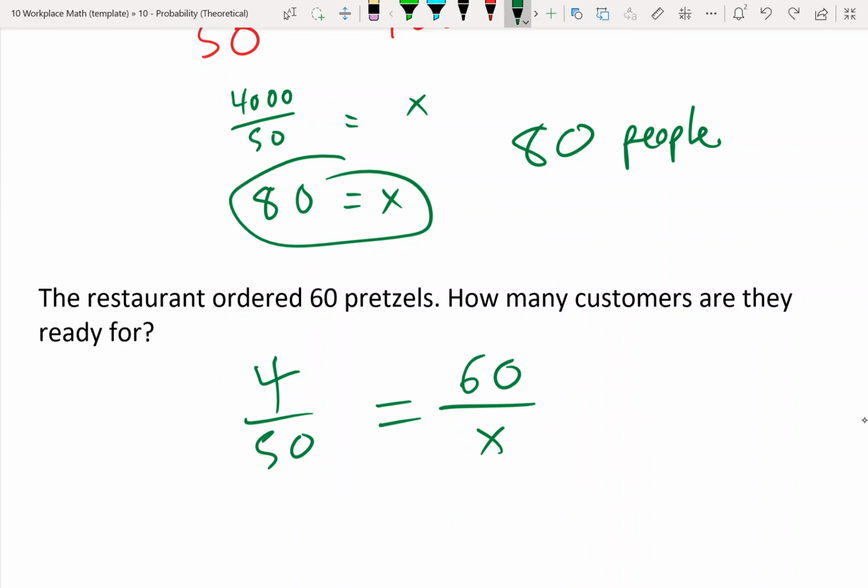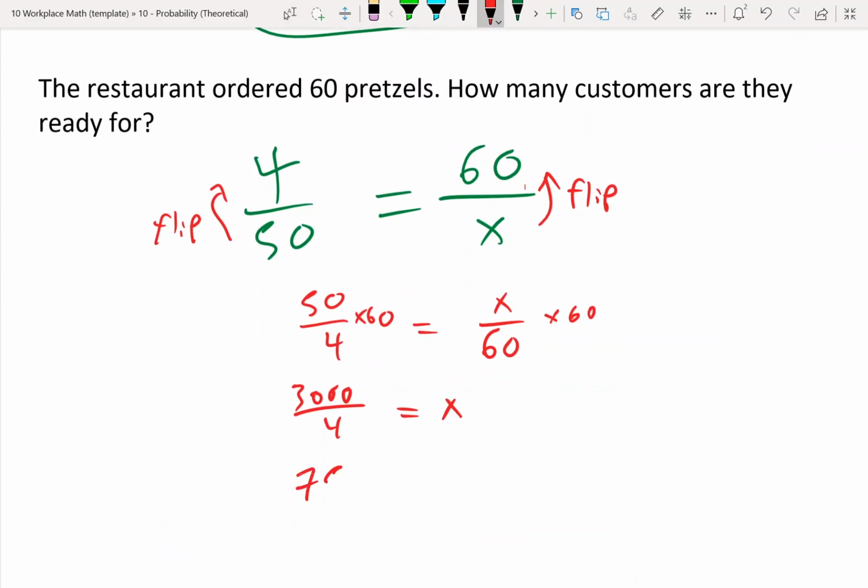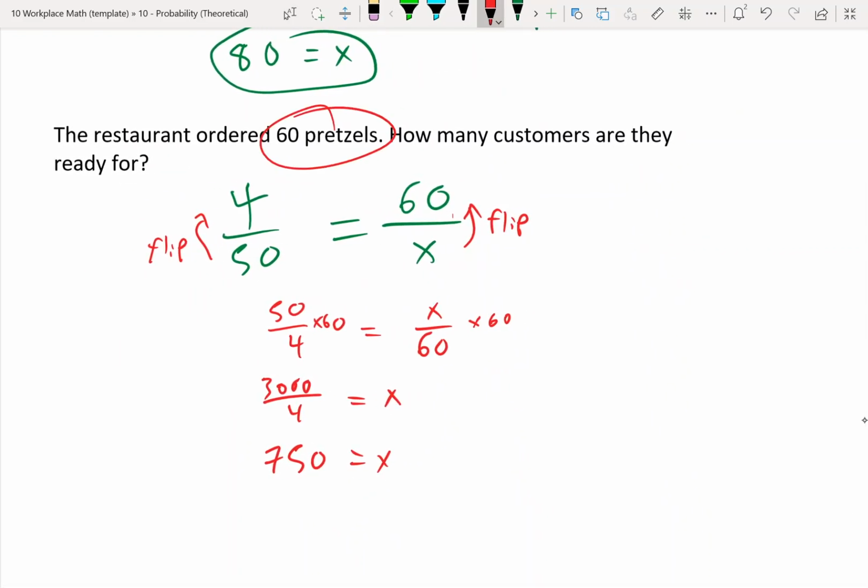So in order to solve this, we're going to do the same idea. The first step, I don't like X being on the bottom, so I'm going to flip it. If I flip this equation, I need to flip this equation too. So this is going to become 50 over 4 equals X over 60. Now I have 60 on the bottom, so I have to get rid of it by doing times 60 to both sides. So when I do that, 50 times 60 is going to give me 3,000 divided by 4 equals X. So we just divide by 4, and I get 750. So based on that, if this restaurant ordered 60 pretzels, that means they're good for 750 people coming into the restaurant.